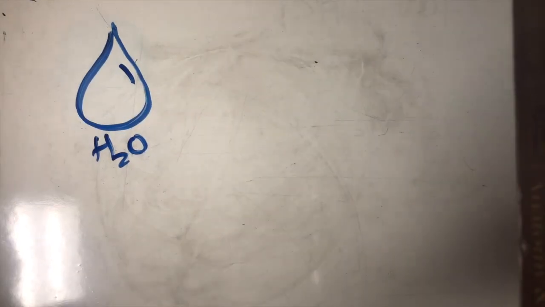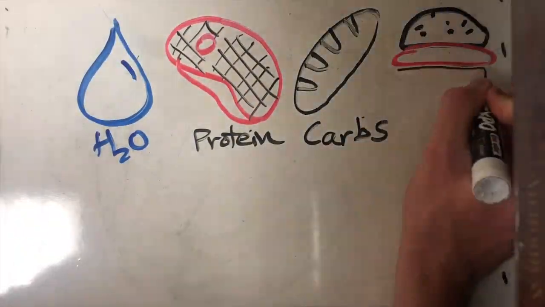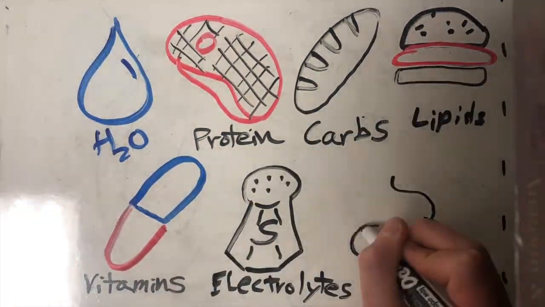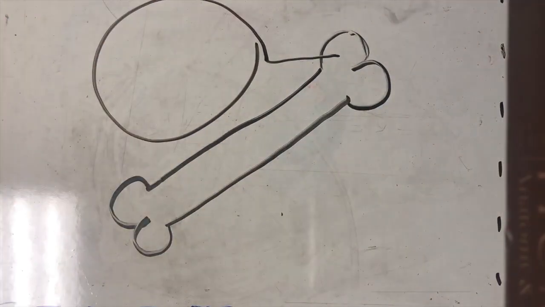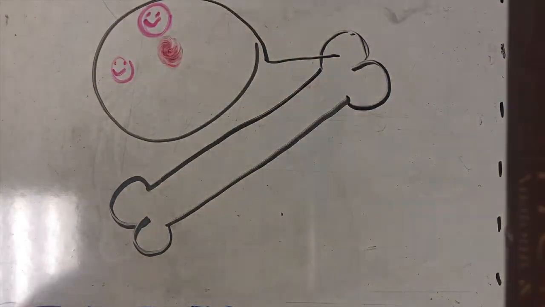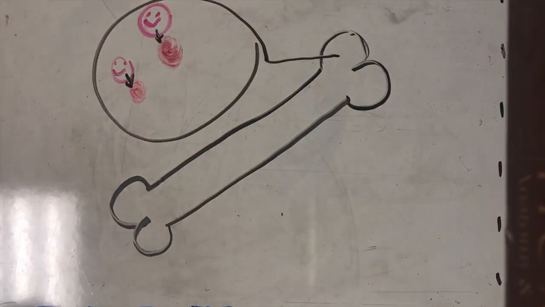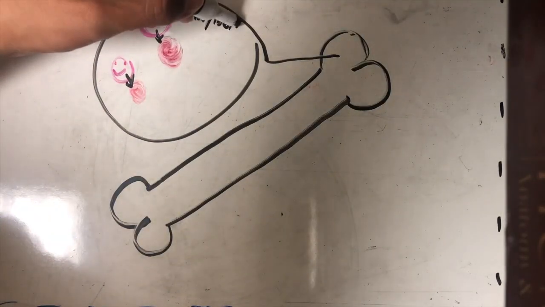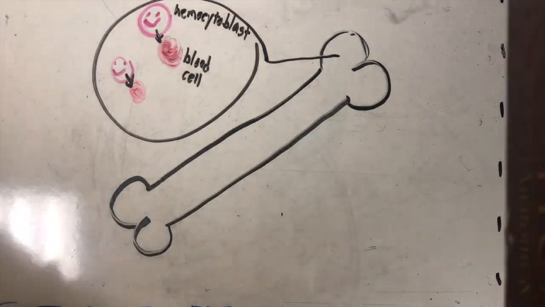Plasma is a mixture of water, proteins, carbohydrates, lipids, vitamins, electrolytes, and cellular wastes. Blood cells originate in red bone marrow from hemocytoblasts or hematopoietic stem cells. Thrombopoietin stimulates the production of megakaryocytes, which are the origin of platelets.